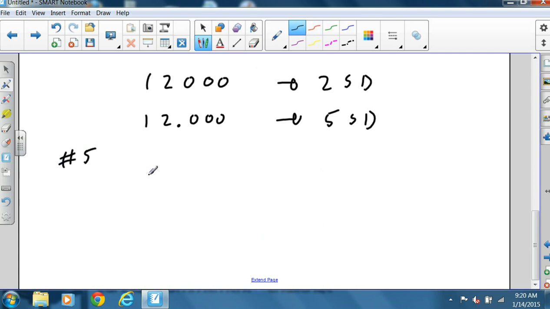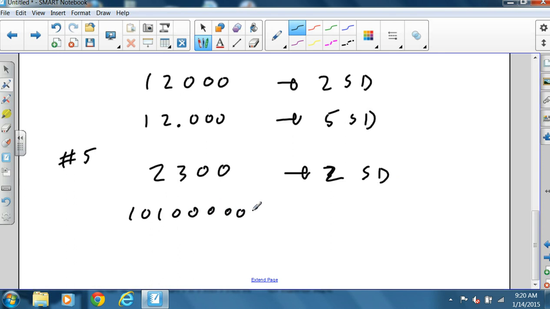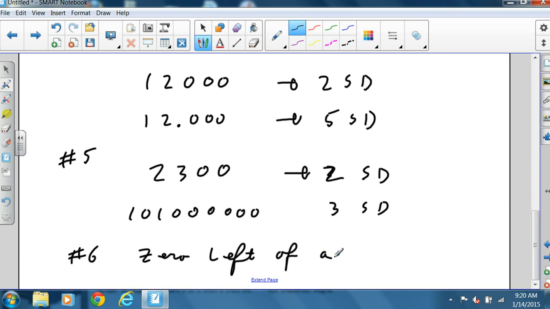All right, so rule number 5. Zeros to the right of a whole number that are not tagged are not significant. So 2, 3, 0, 0, I have 2 significant digits. 1, 0, 1, 0, 0, 0, 0, 0, 0, I have 3 significant digits. All right? Zeros to the left are not significant. Number 6, zeros to the left of a significant digit, not significant.